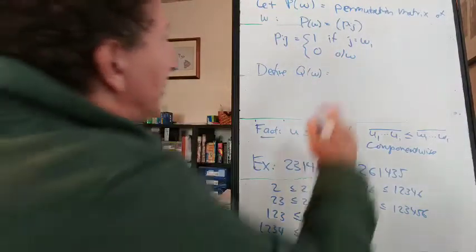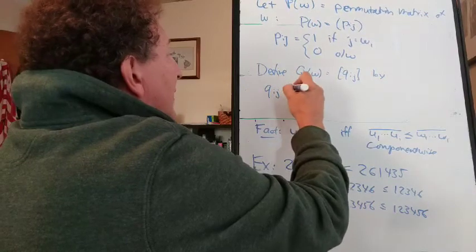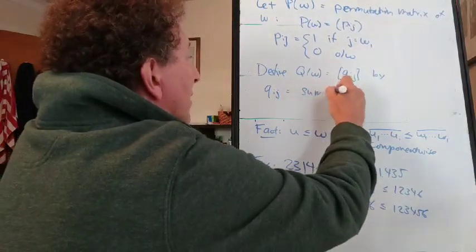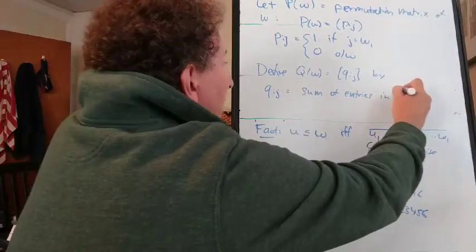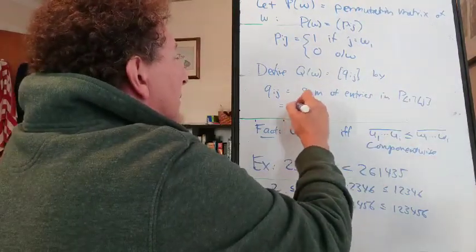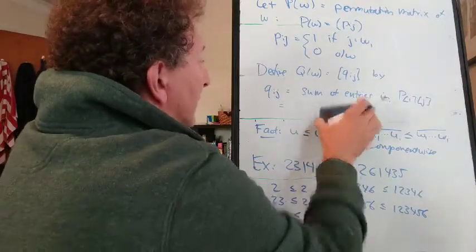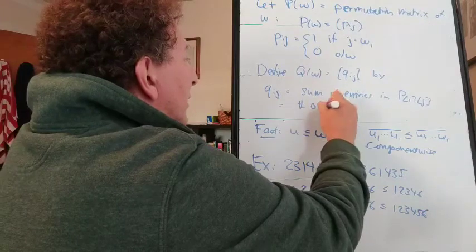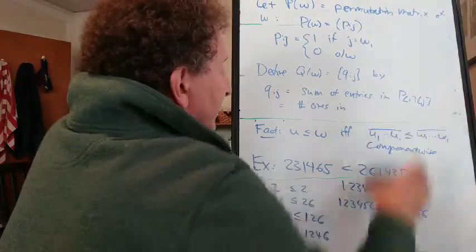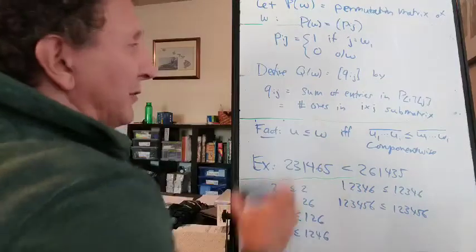And then we define another matrix, Q of W, by letting Qij equal the sum of the entries in the first i rows and the first j columns of P. Or in other words, the number of ones in the i by j submatrix, in the upper left i by j submatrix of P.